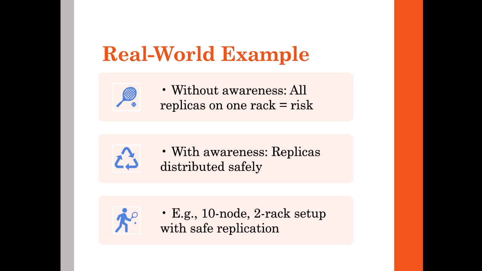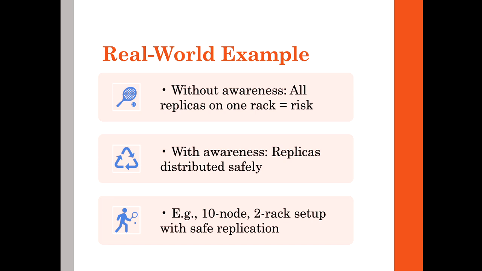And then, as we are seeing here, we have a real-world example of this. Without rack awareness, with all replicas on one rack, there is a higher risk of data loss. With rack awareness, the replicas are distributed safely. Even if one particular rack fails, the data is still available.